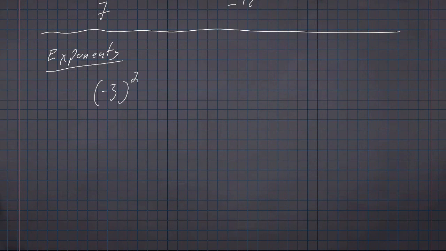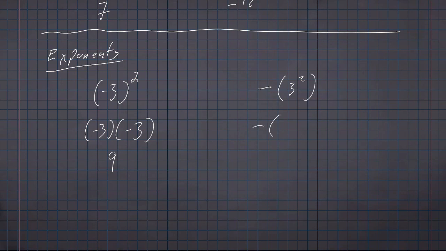If I want to evaluate negative 3 squared, the rules of exponents tell me that negative 3 squared is negative 3 times negative 3. 3 times 3, of course, is 9, and a negative times a negative is positive. So negative 3 squared is positive 9. A more complicated expression that involves an exponent might ask me to do something like take the opposite of 3 squared.